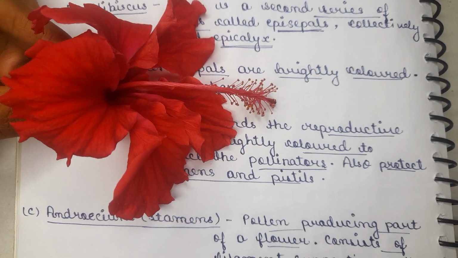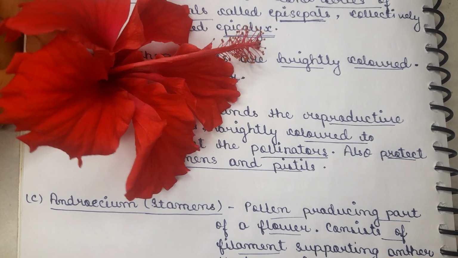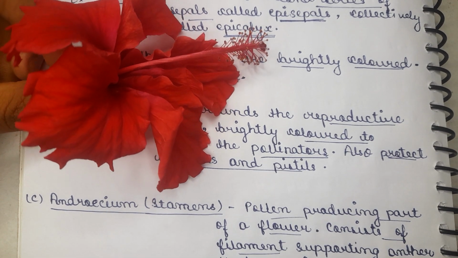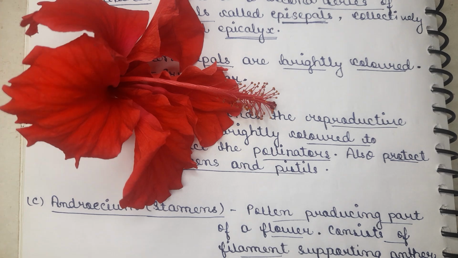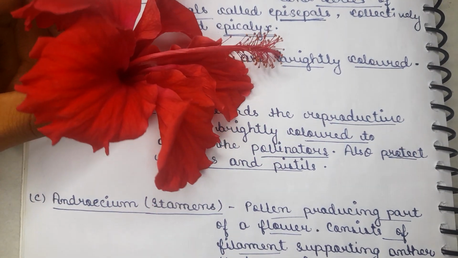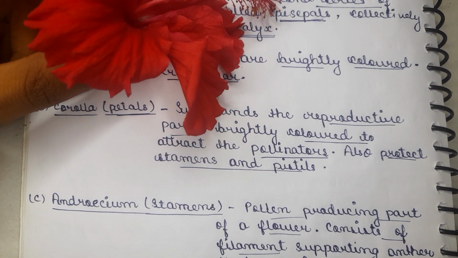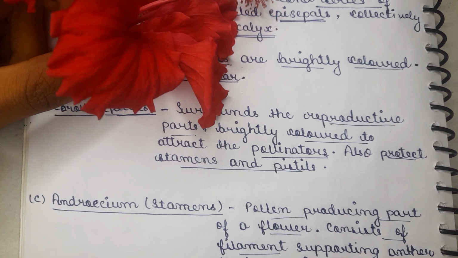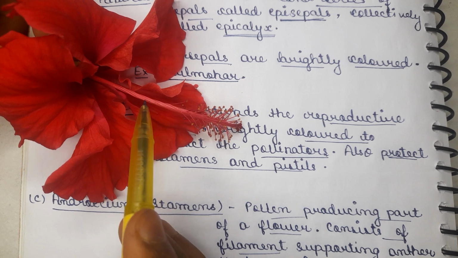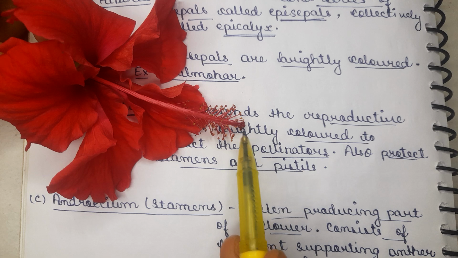Now the types of androecium, or we can say the types of these filaments. In some flowers the filaments are of only one type. If you see the hibiscus plant, there is one group of filaments present, which is called monadelphous. Basically, the stamens are united by their filaments and the anthers are free. The filaments are in the form of one group, and the anthers are free at the top or at the end of the filaments.